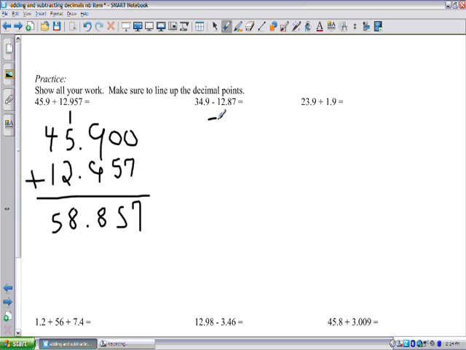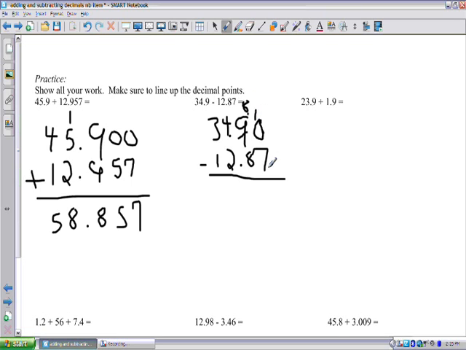Here's a subtraction problem. 34 and 9/10 minus 12 and 87 hundredths. As always, first thing I want to do is add in this place value 0. This being a subtraction problem, I'm going to put the subtraction there. I cannot take 7 from 0, so I need to borrow.